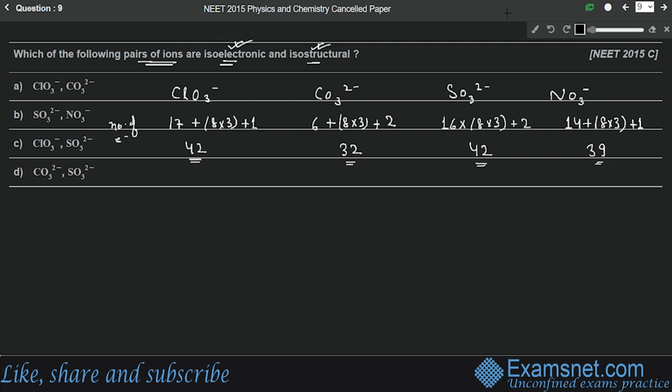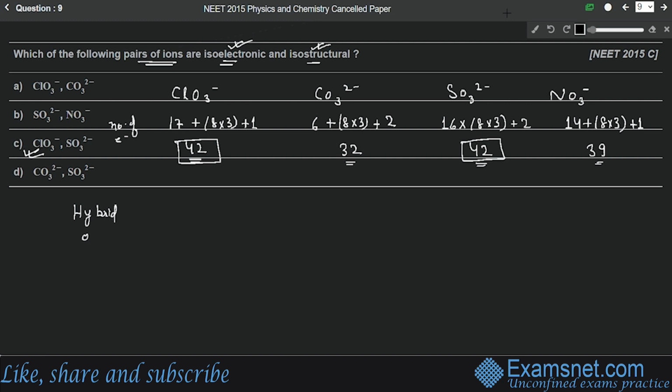So you can clearly see which two have the same number of electrons, ClO3 minus and SO3 2 minus. Only these two make a combination with the same number of electrons. So it is clear that option C will be the correct answer, but still we'll check whether they are isostructural as well. So we'll find the number of hybrid orbitals.